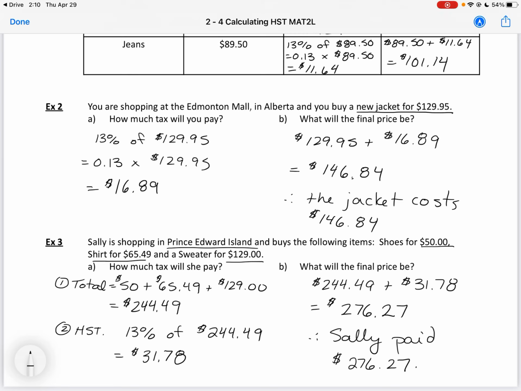Now, different provinces can have different tax rates. We are just assuming that it matches up with our HST for the purposes of these examples, so that our tax is 13%.